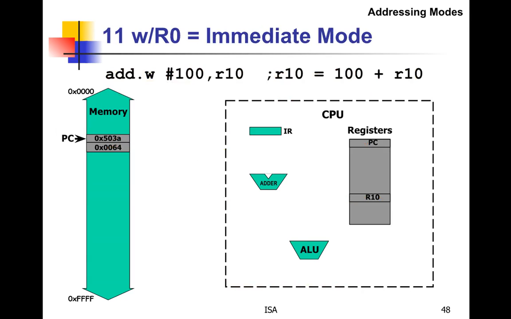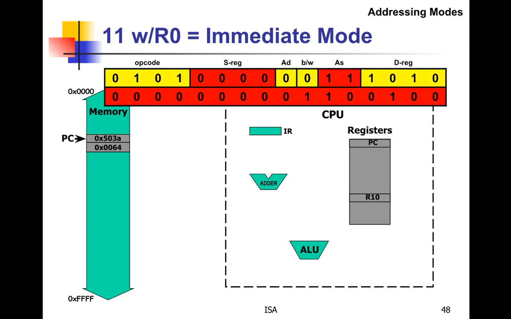Then we have the immediate mode. That's when we're adding a special number like 100. By the way, 64 is the same thing as decimal 100. So let's see how this would work. It's encoded by the 503A, and the 3 basically tells us we're in this immediate mode. And the next number in there is the 64, which is 100 in decimal.